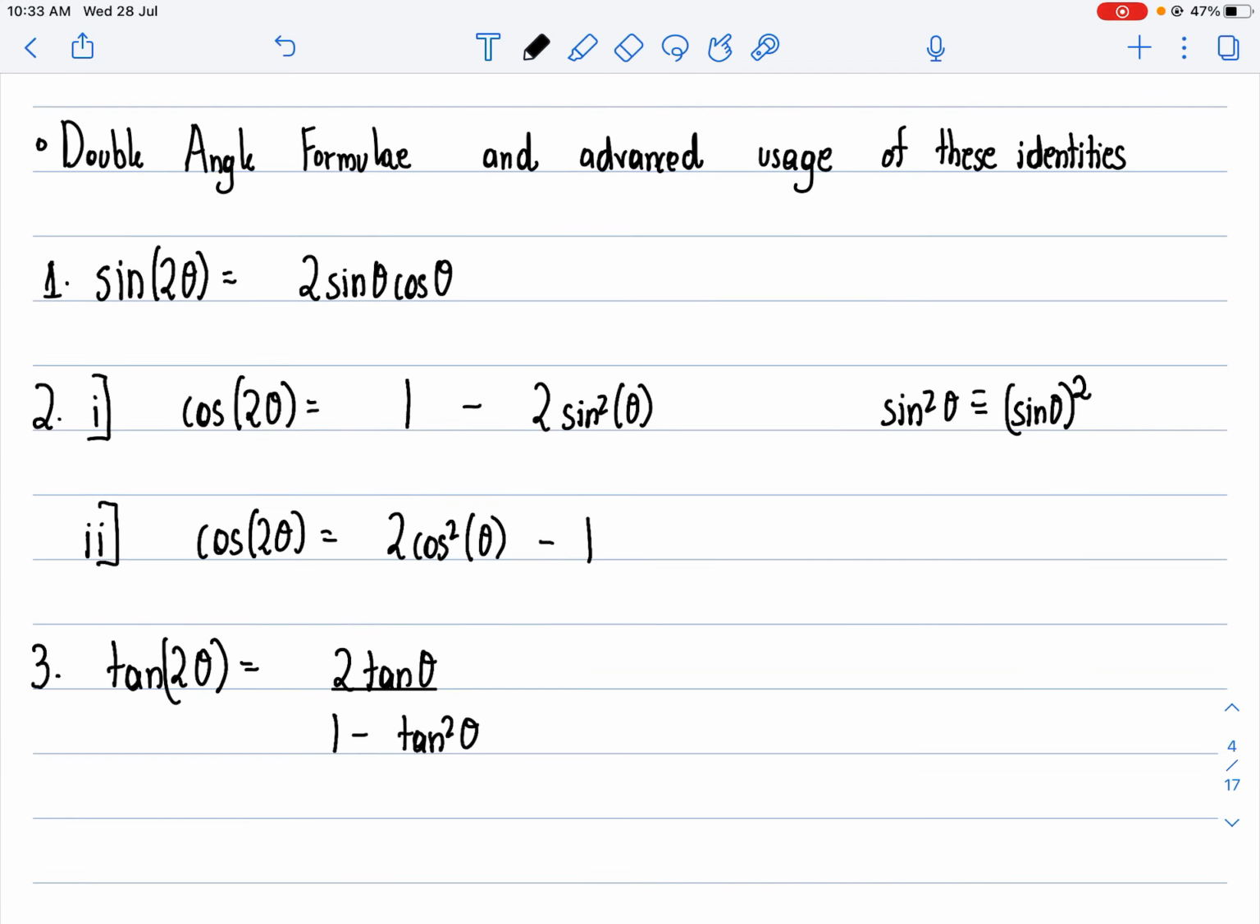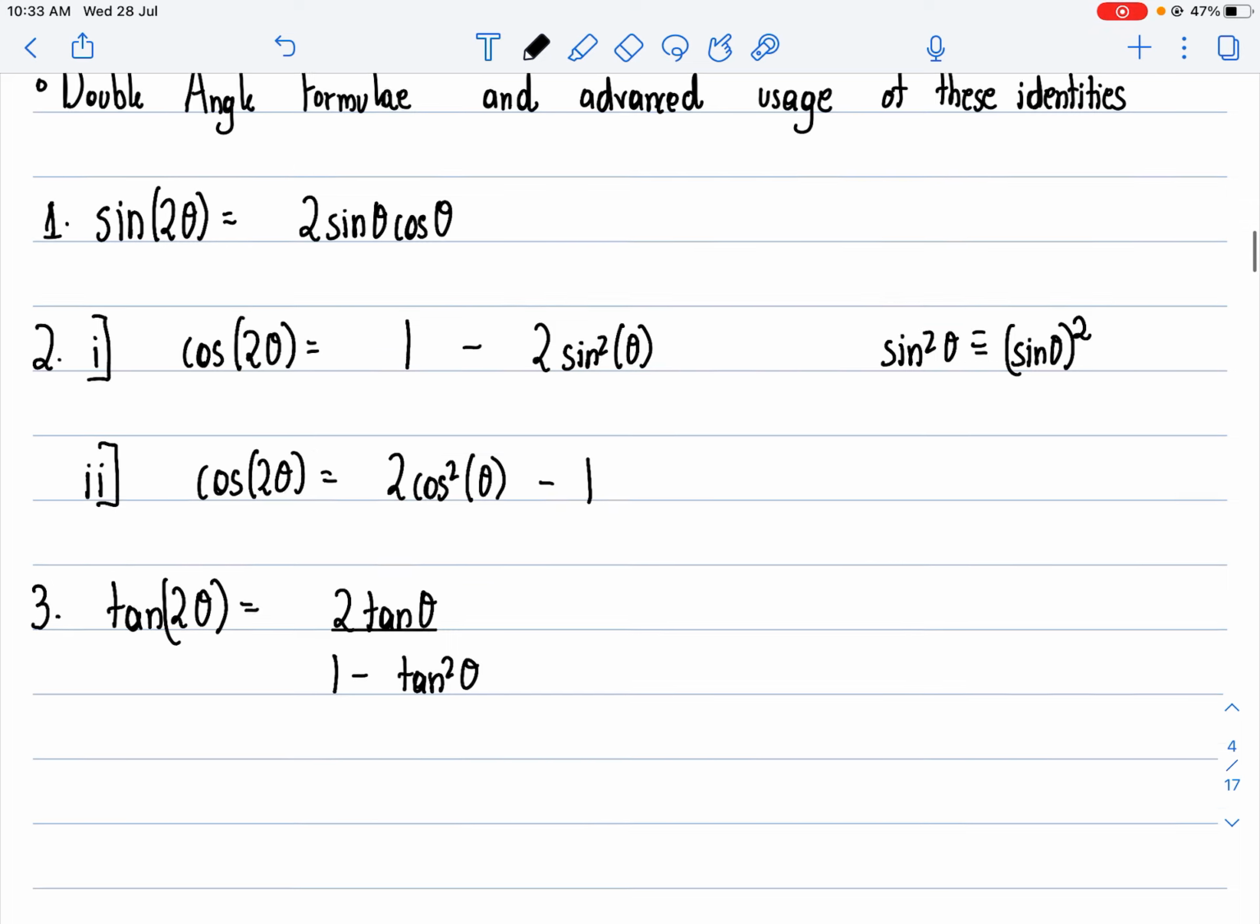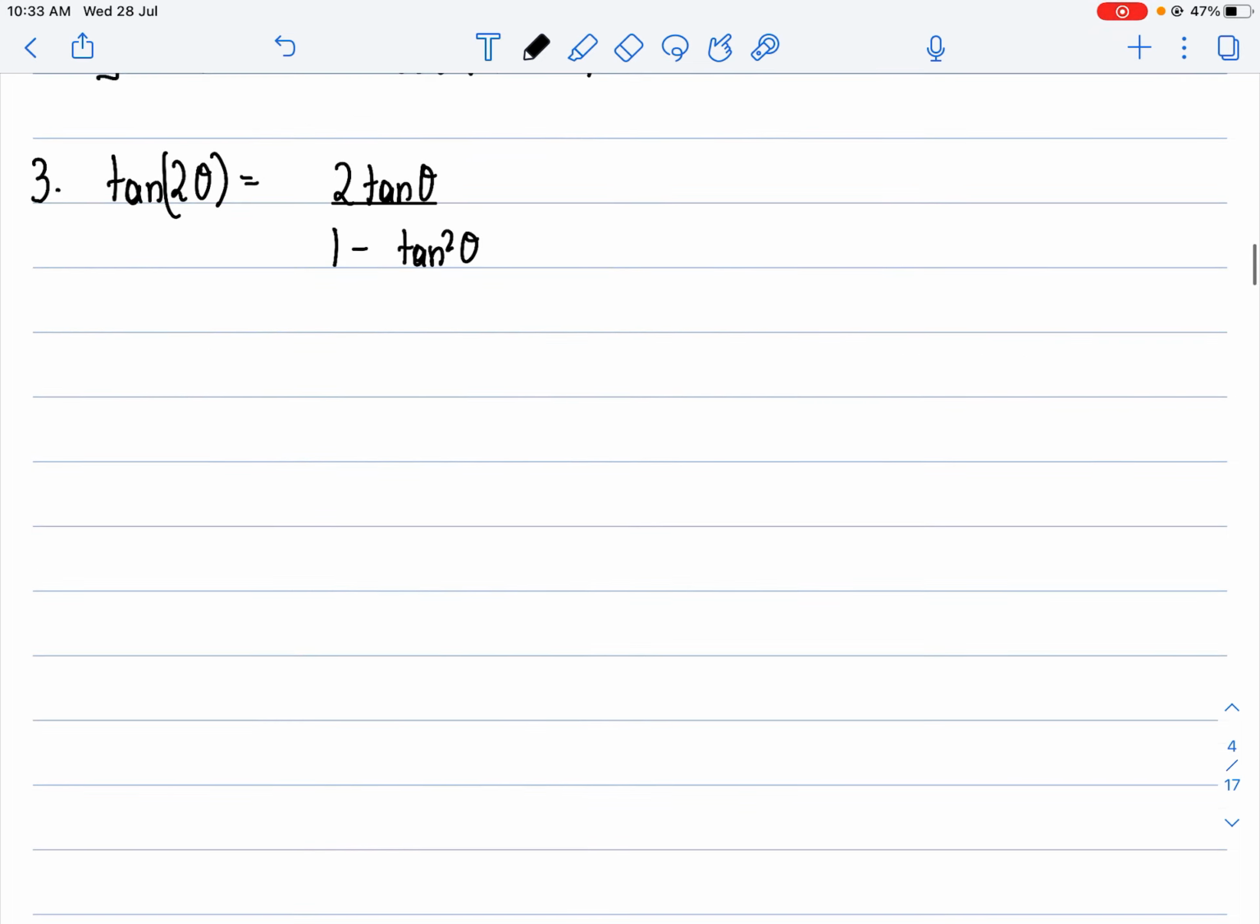So now we'll be doing the advanced usage of these identities. The advanced usage is used in this chapter of trigonometry and even in other chapters like differentiation or integration, which we'll be doing later. So this is really important to know. Let's do the advanced usage.